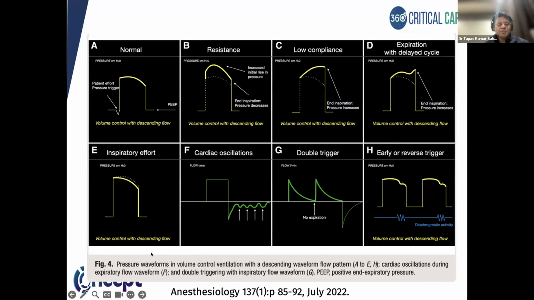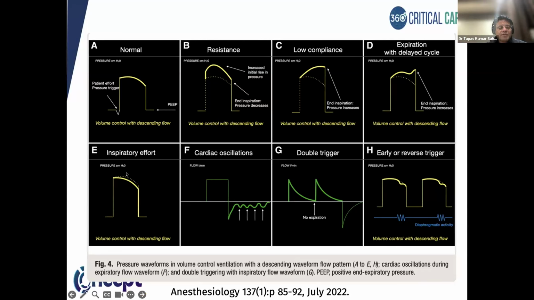Okay. Now, this is the pressure waveform in volume control and some of the other things that you need to remember. This is the resistance thing I have already told. Compliance thing I have already told. This is the expression with delayed cycle. It should normally cycle at this point, but it is taking a lot of time here. So volume control with descending flow: you can see here, end inspiration is happening later than it should have been. The pressure is increasing here. So that is not a good thing. You have to actually decrease the threshold for the cycling.